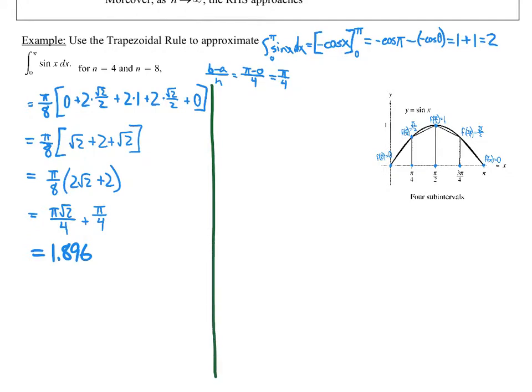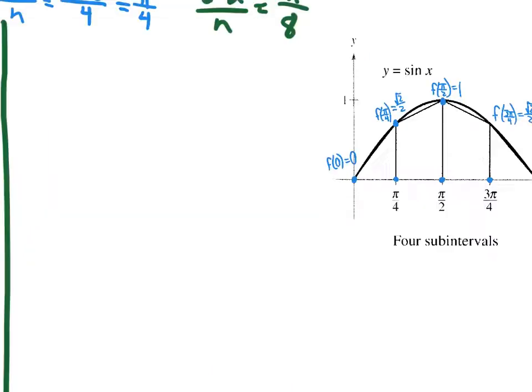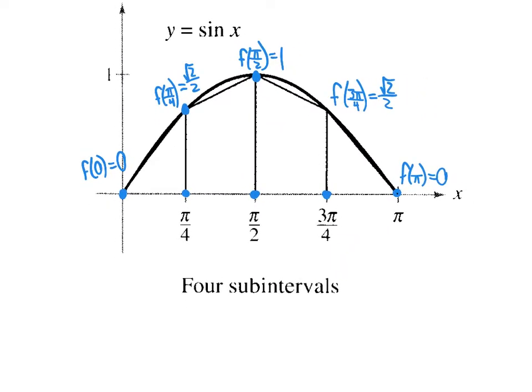If I wanted to do n equals 8, notice the b minus a over n is going to be pi over 8. So I come over here, and here's pi over 8. Well, here, I'll label it down here, pi over 8, 2 pi over 8.